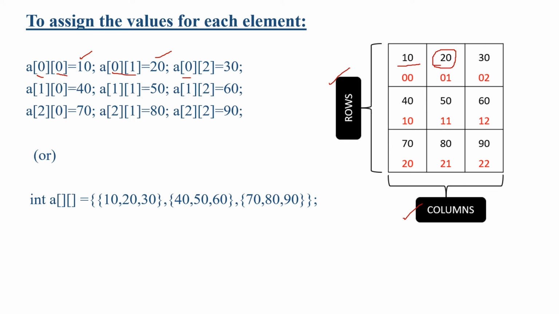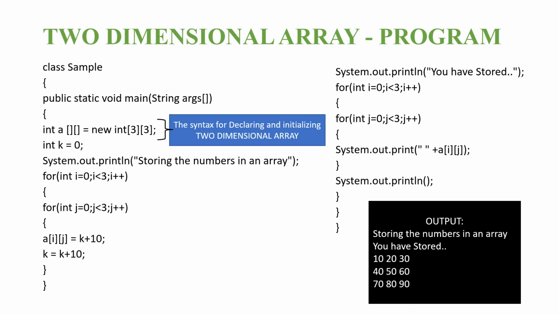And 0th row second column is assigned with the value 30. And this is how the elements are assigned in two-dimensional array. As I said earlier, in two-dimensional array, elements will be arranged in rows as well as in columns. It would be just like a matrix. Now let us see an example for a two-dimensional array.